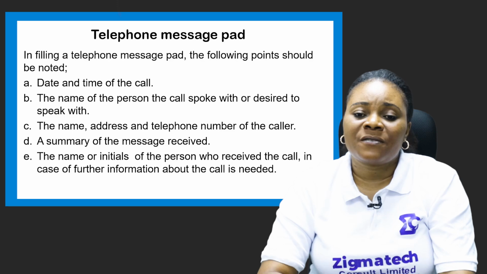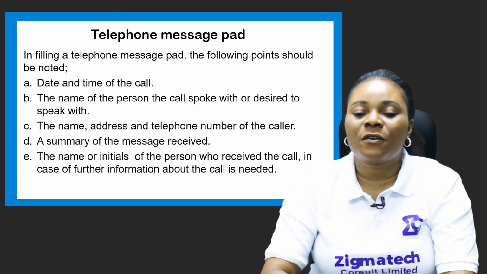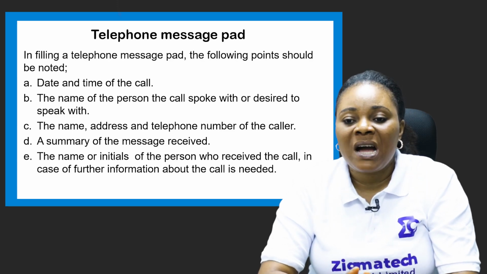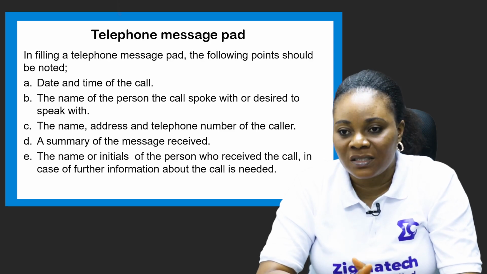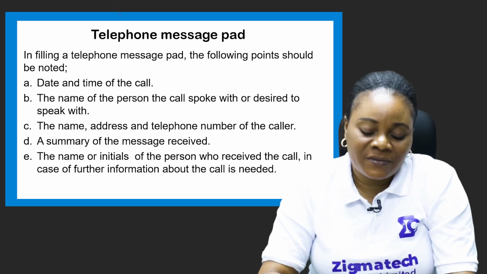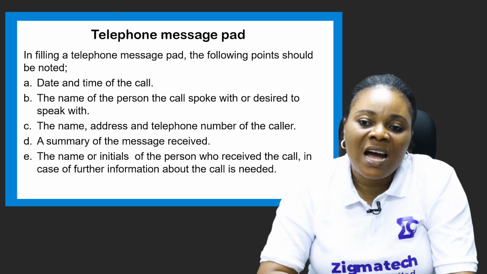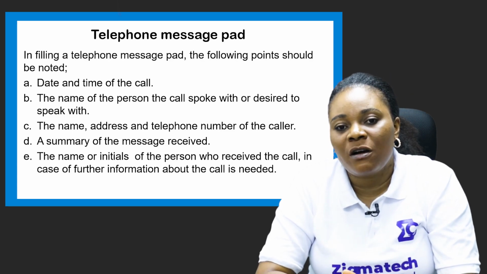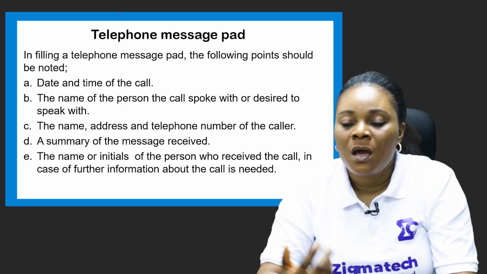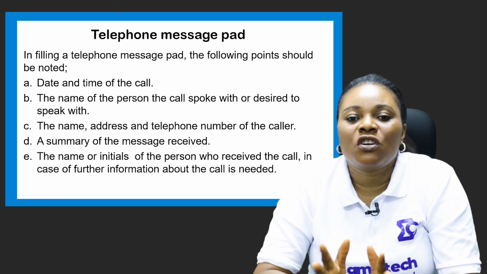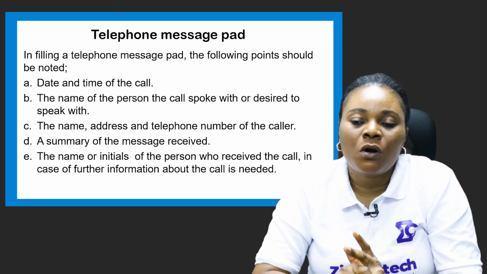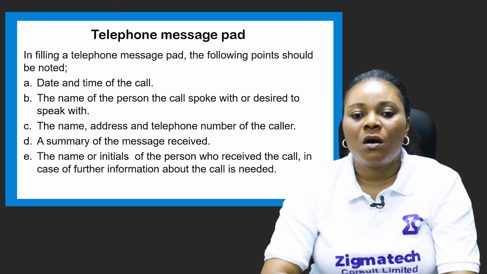Also, you ask for the name, the address, and the telephone number of the caller. If, for example, you are receiving a telephone call on behalf of someone and the person is not on seat, it is essential for you as the receptionist to ask for the name of the person, the address of the person, and possibly the telephone number of the person, so that the person can be called back later. The call can be returned when the person he or she desires to speak with is on seat. So you take down the name, the address, and the telephone number of the caller.